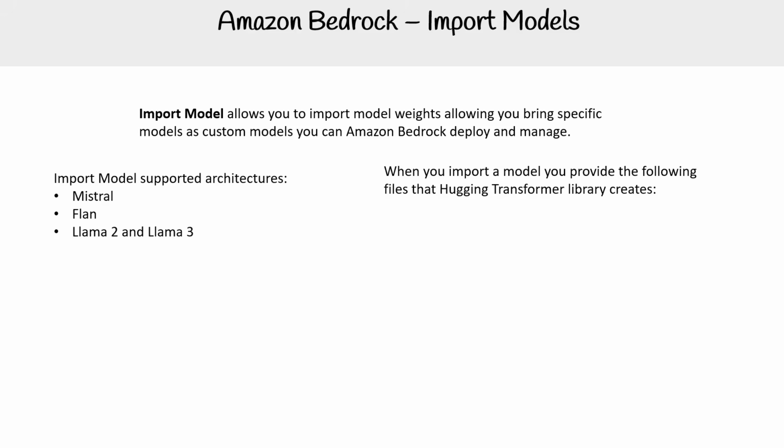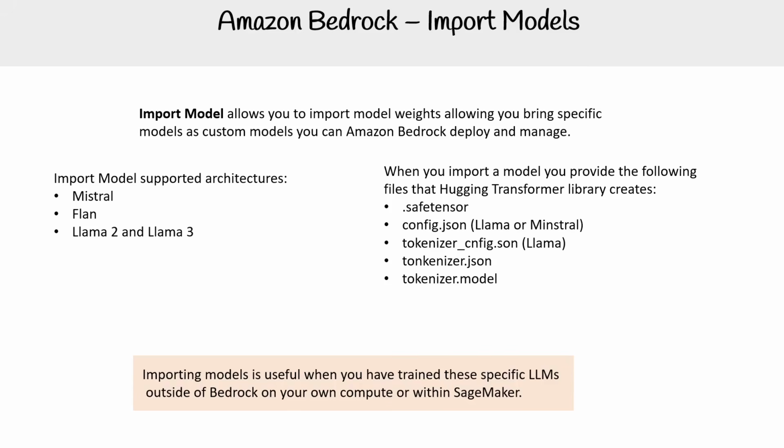When you import a model, you provide the following files that the Hugging Face Transformers library creates. So you have safetensors, config.json, and a tokenizer file, tokenizer.model. Importing models is useful when you have trained these specific LLMs outside of Bedrock, on your own compute or within SageMaker. It gives you more flexibility, because when you use the training method for custom models, you're doing whatever AWS lets you do. This gives you more flexibility as long as it's compatible, okay?